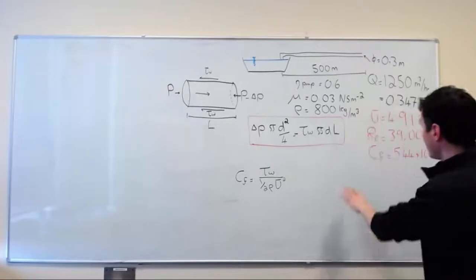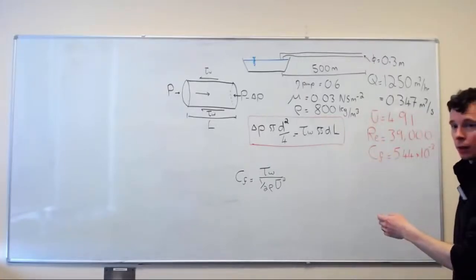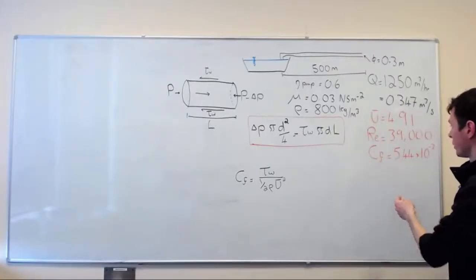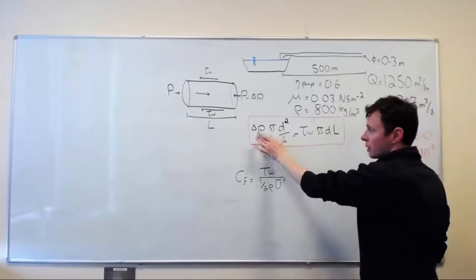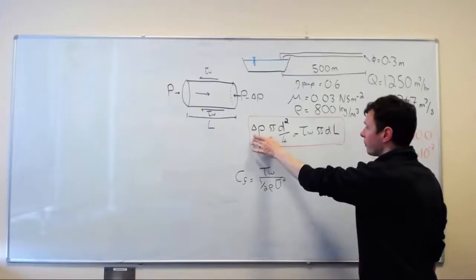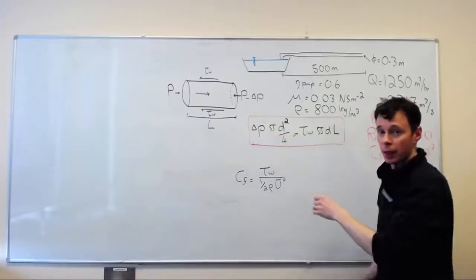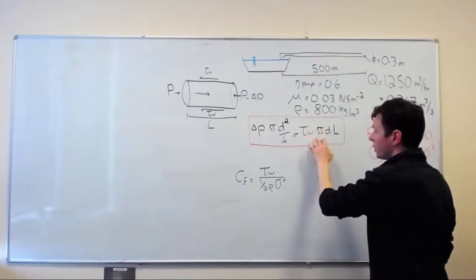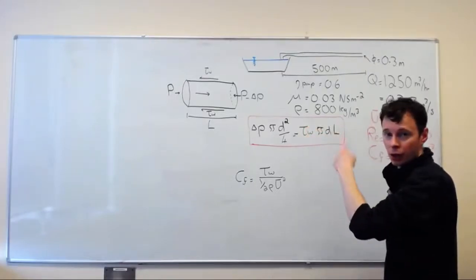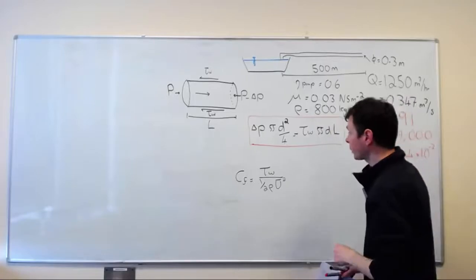Okay, so I've put our calculated parameters in red on the side of the board here, and this equation here is what we need. So this is our sort of pressure forcing term. We need to work out this delta P, that's the next step. And then it's being opposed by the wall shear stress multiplied by the internal surface area of the control volume.